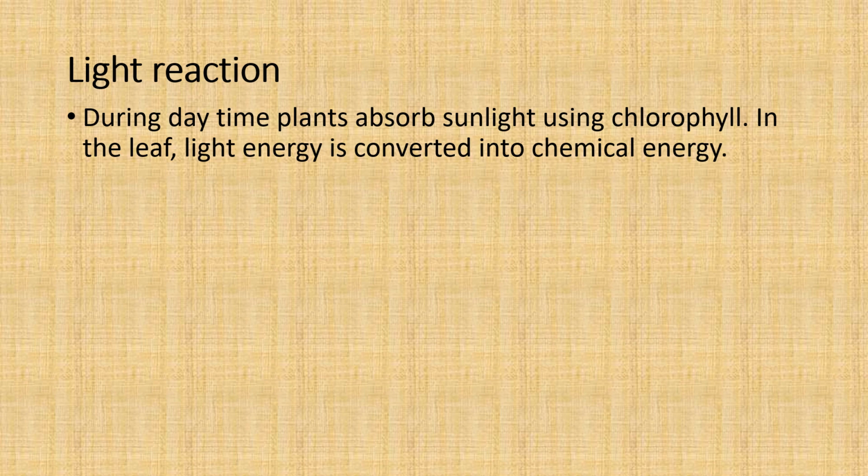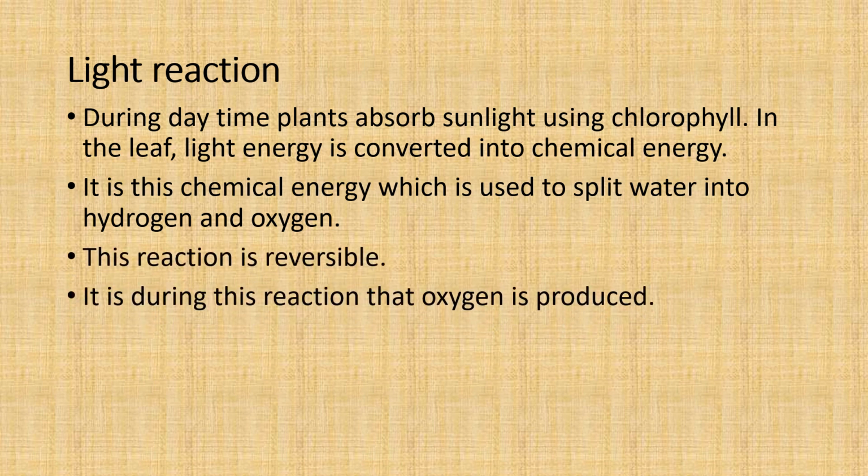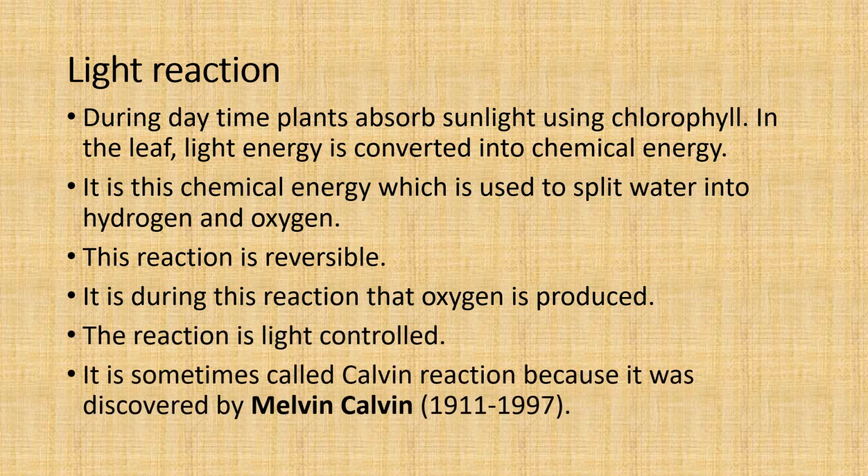Light reaction. During daytime, plants absorb sunlight using chlorophyll. In the leaf, light energy is converted into chemical energy. It is this chemical energy which is used to split water into hydrogen and oxygen. This reaction is reversible. It is during this reaction that oxygen is produced. The reaction is light-controlled. It is sometimes called Calvin reaction because it was discovered by Melvin Calvin, 1911 to 1997.